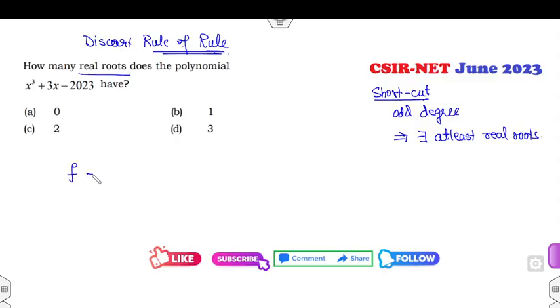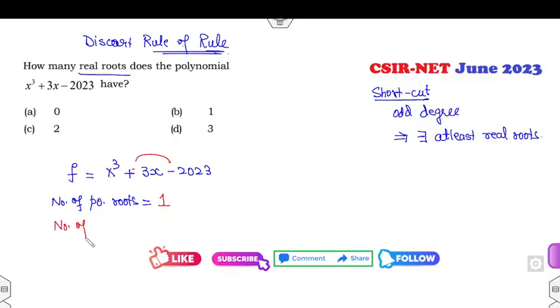Now look at that. What is Descartes' rule of signs? I have to find the number of positive and the number of negative roots. So what is the number of positive real roots? We can check the changes in the sign. There is no change in the sign here. Now you can see it's a plus and minus. There is one change in the sign. So it has at most one positive root.